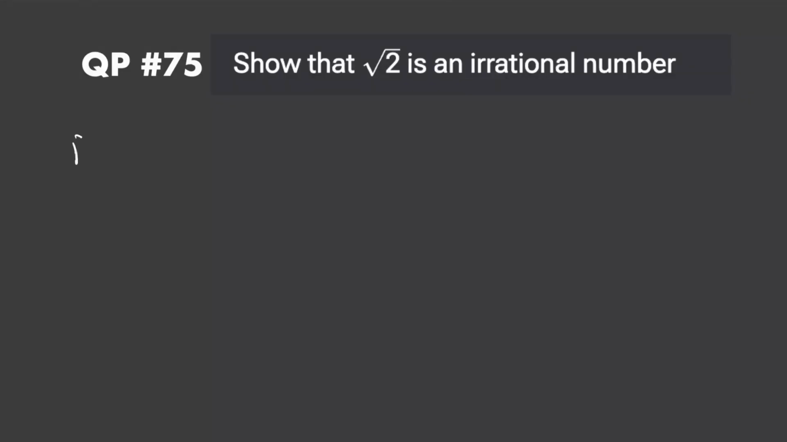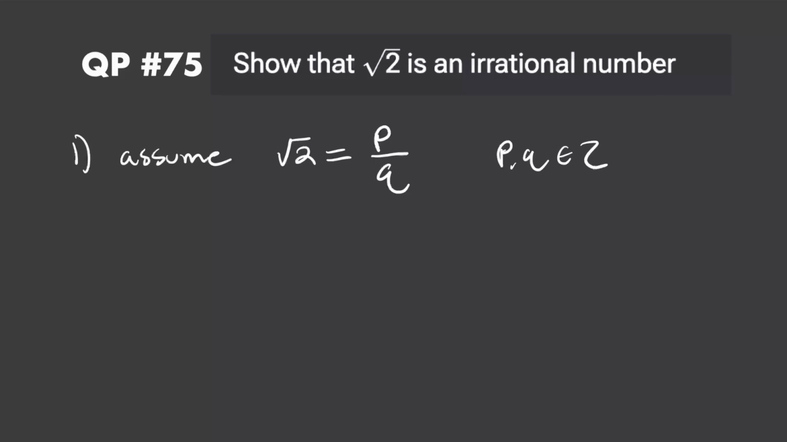So step 1 for this proof, I assume the opposite to be true. I assume that root 2 is a rational number, which basically means it could be expressed as a ratio of two integers. So I say root 2 is equal to p over q, where p and q are integers. Since this is a fraction of integers, there's going to be a way to express it such that the greatest common divisor of p and q is 1, which basically means the fraction is in lowest terms. And you can do that with any pair of integers, right? So now we can try and find some contradiction.